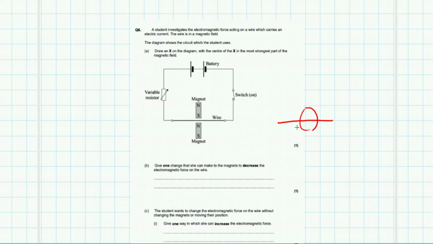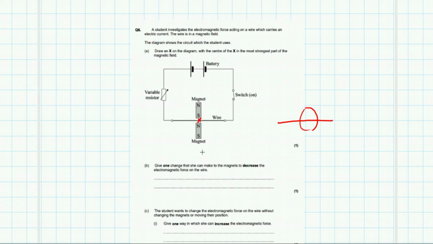So it's acting perpendicular, at a right angle to the page. Here, the strongest part is where the wire is, because that's where the magnetic field strength is, and it's also between the two magnets. So you want to put it exactly in the middle, between the north and the south pole.